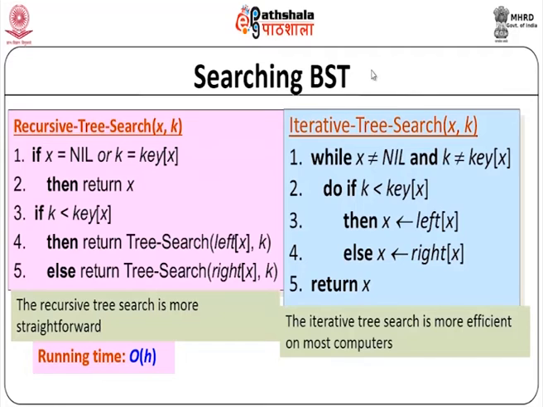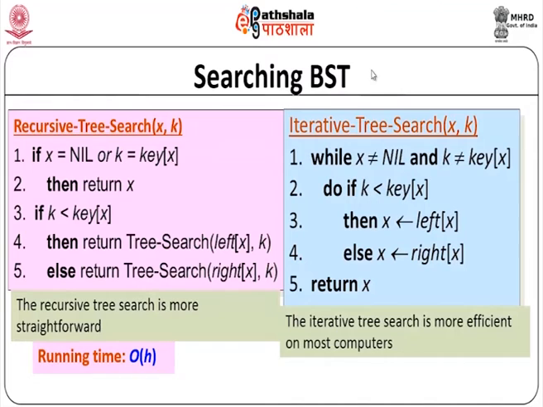The recursive tree search is more straightforward to understand, because what you are doing is you search in the root. If it is equal, give it out. If the tree does not exist, give it as null. If it is not, then you check whether it is less than or greater than. If it is less than, you call tree search with the left subtree; if it is greater than, you call tree search with the right subtree. So, that is it in the recursive version.